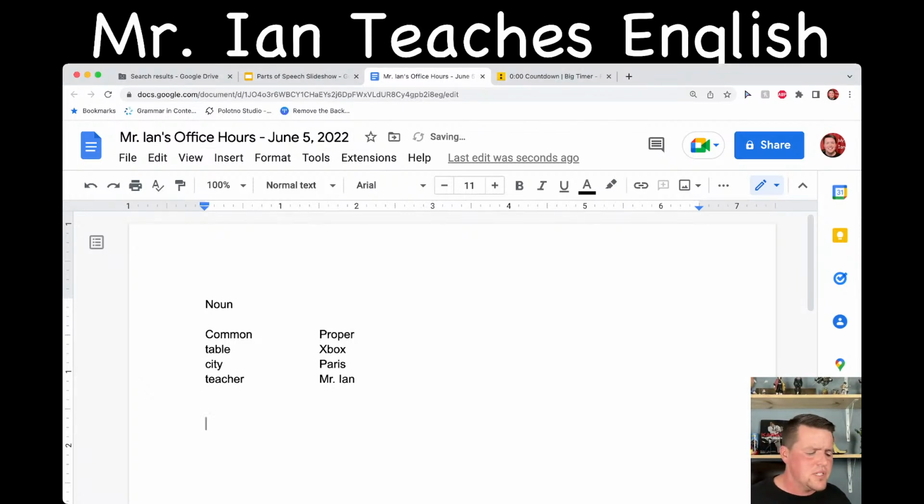It means that it's a name. I've had many students ask me, what's this vocabulary word? And it's not really a vocabulary word. It's the name of something because it has a capital letter. So keep an eye on that.